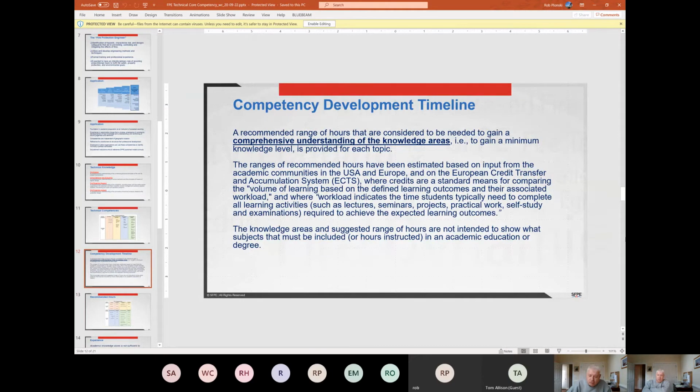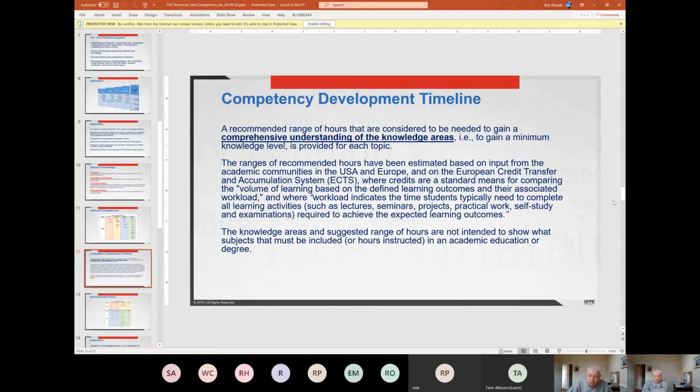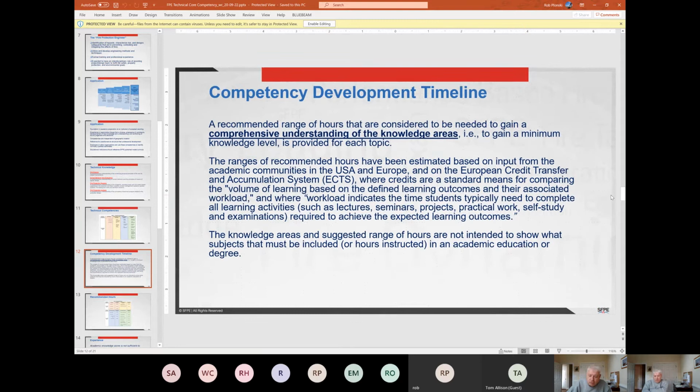So the model that was used to develop the competency timeline provides a recommended range of hours that are considered needed to gain a comprehensive understanding and knowledge in areas. Now, obviously, you can work in a specific field and say you spent 2,000 hours, like trying to develop your project management professional certification, and you really only applied to two or three projects.